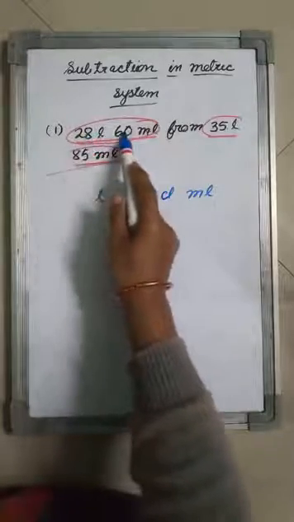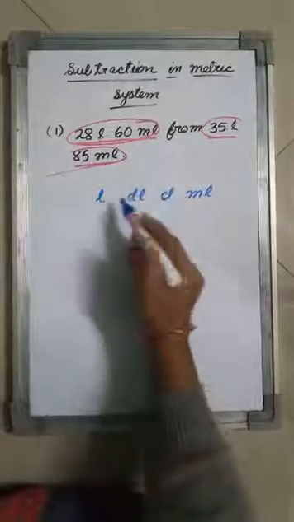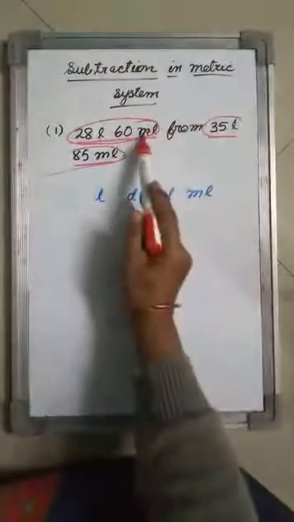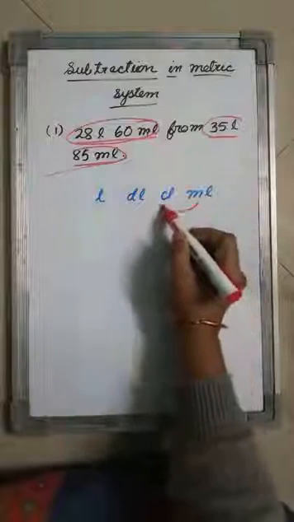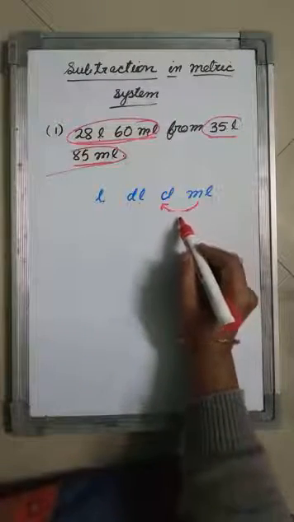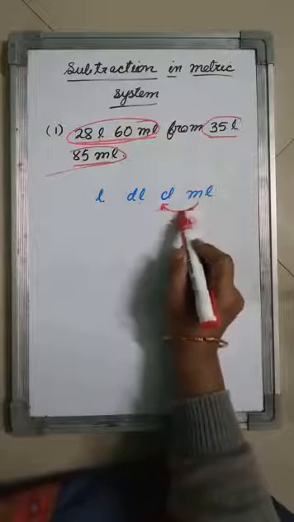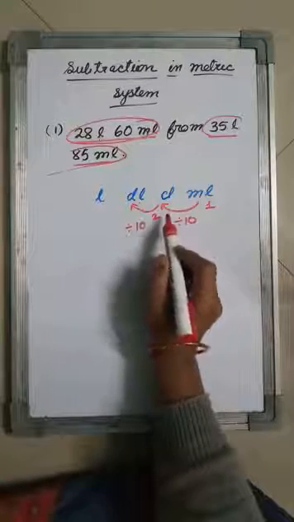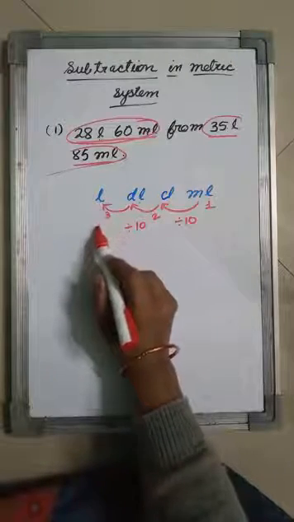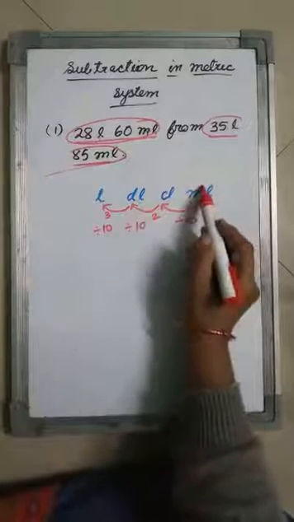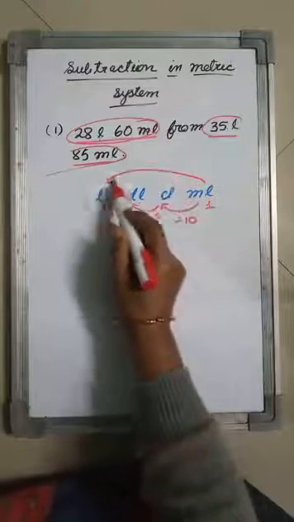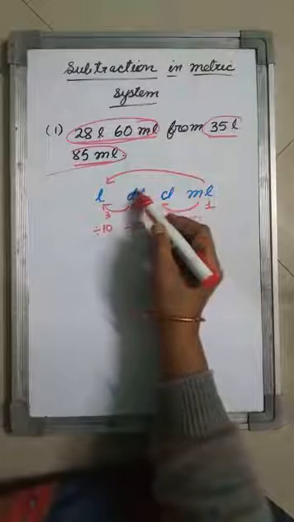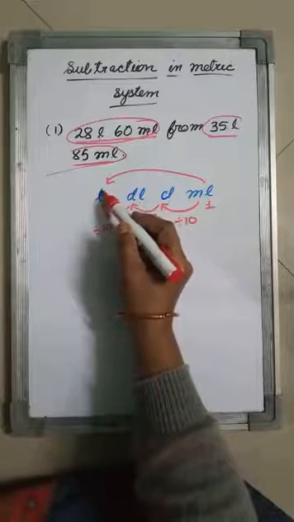That means 28 liter 60 ml, I have to convert it in liter. So for milliliter to liter conversion, what do I have to do? From milliliter to centiliter, I have to divide by 10. This is the first step. In the second step, I have to divide again by 10. In the third step, I have to divide again by 10. That means if I have to convert milliliter to liter, how many steps do I have to move to the left? Milliliter to centiliter, one step. Centiliter to deciliter, second step. Deciliter to liter, third step.